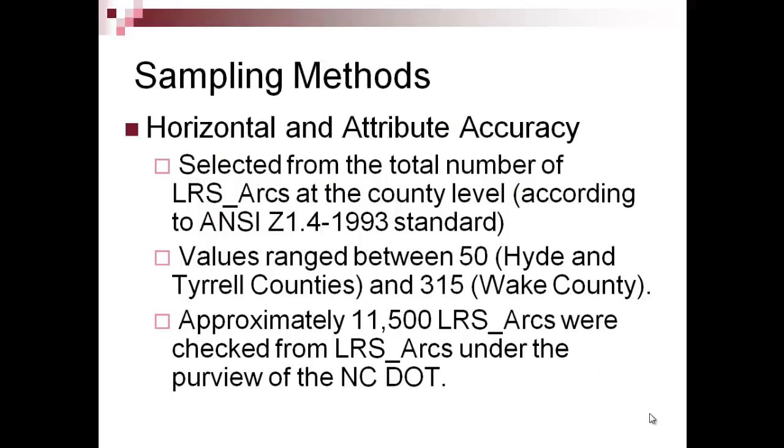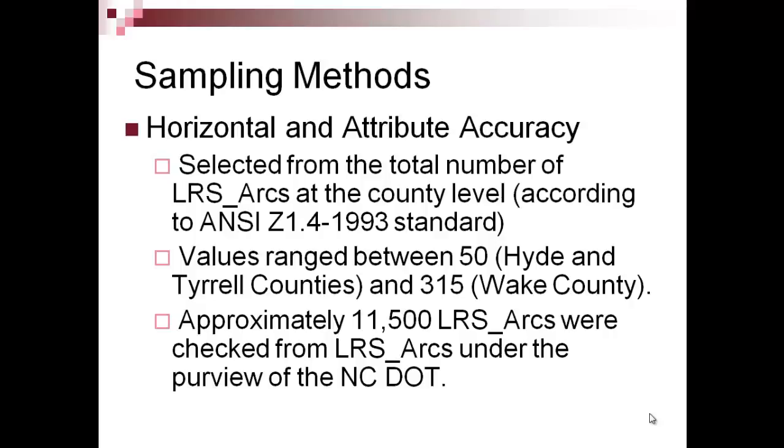Now, when we wanted to measure the actual horizontal accuracy, like I said before, there were 200,000 LRS arcs, and as you can imagine, with all 5 of us, we didn't have the time to measure all 200,000 of those. So we selected the total number from the number of LRS arcs at each county according to the ANSI Z1.4 1993 standard. So for every county, we created 100 county level databases from which we worked, because we're going to make maps at the county level so we could dictate which counties had the best quality, lowest quality, and where they should dedicate development and redevelopment efforts.